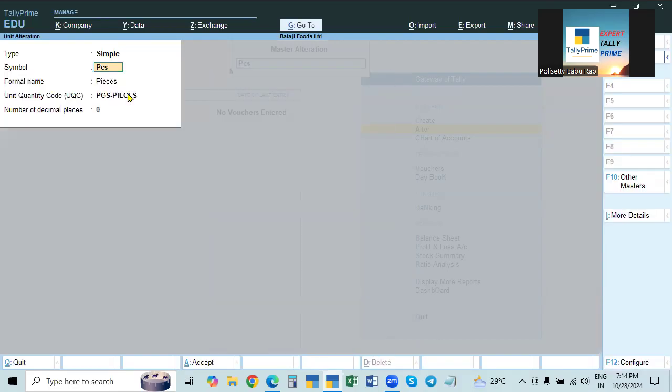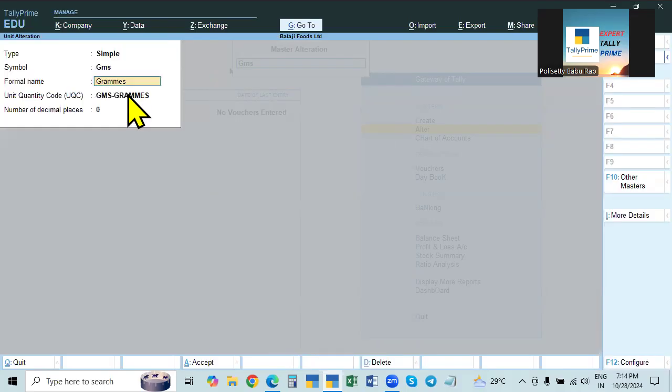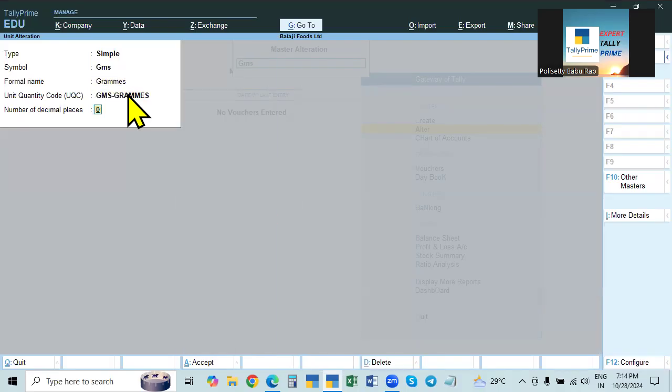And then pieces. So we purchase in PCS, and pieces, if we take it, there are no decimal points. So this is accepted. And then grams we take. So GMS, grams we require, grams full name, and GMS gram. And for grams, there is no lesser unit, so there are no decimal places. So these three we create.